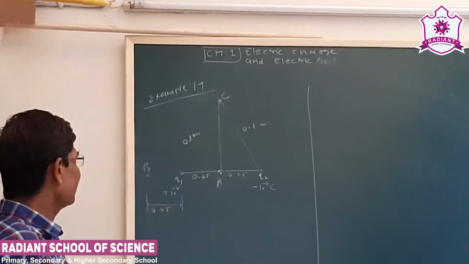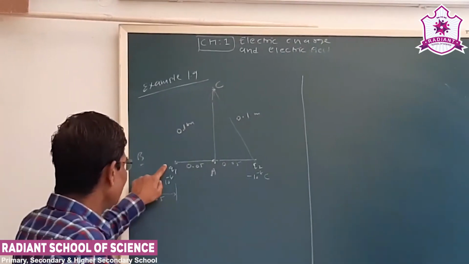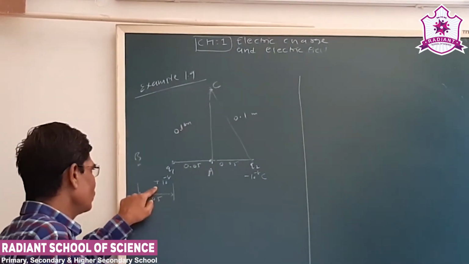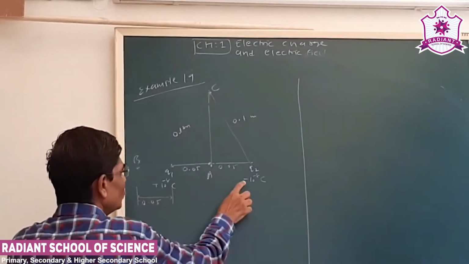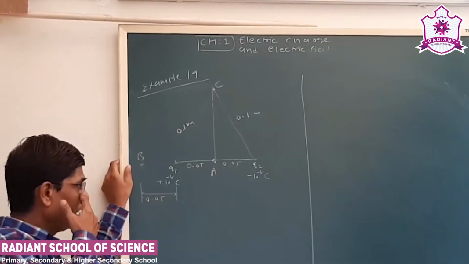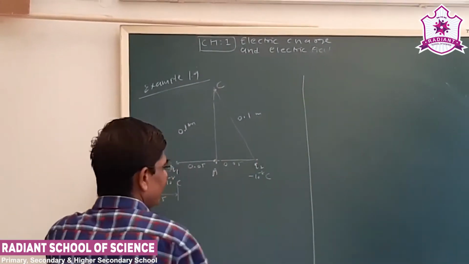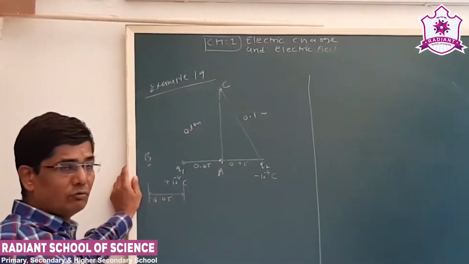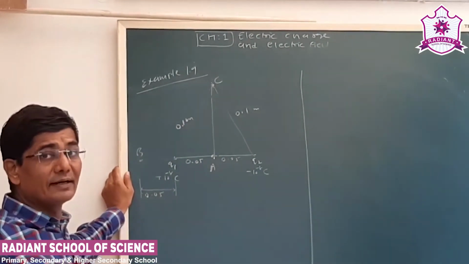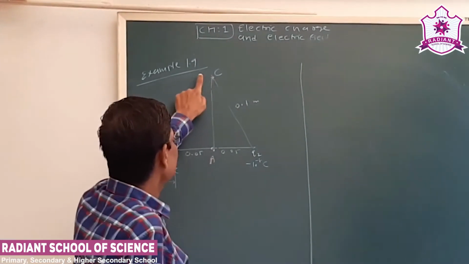Now see, next is our example 1.9. The question says there are two charges, Q1 is plus 10 to the power minus 8 coulomb and Q2 is minus 10 to the power minus 8 coulomb, separated as shown in the figure. Now we have to find out the resultant electric field at points A, B and C.